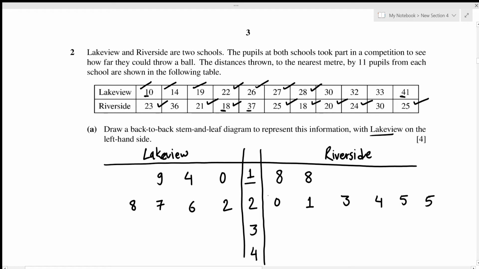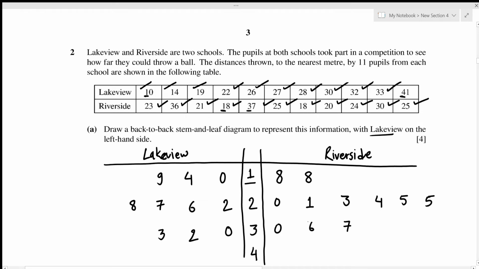Now for the values having stem 3 for Lakeview, that's going to be 30, 32, and 33. So that's going to be 0, 2, and 3. Repeating the same process for Riverside, that's going to be 36, 37, and 30. If you arrange it in increasing order, that's going to be 30, 36, and 37. So that's 0, 6, and 7.